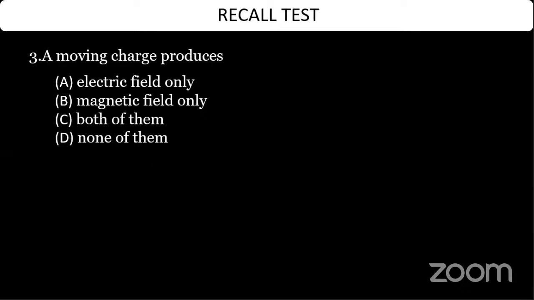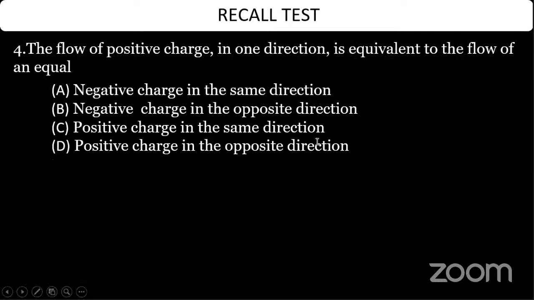Most of you have given the right answer. Yes, option C, both of them. So there exists some electric field because of the charge alone, and when the charge is moving, it generates a magnetic field. Okay, that's it. Next, fourth question, guys.